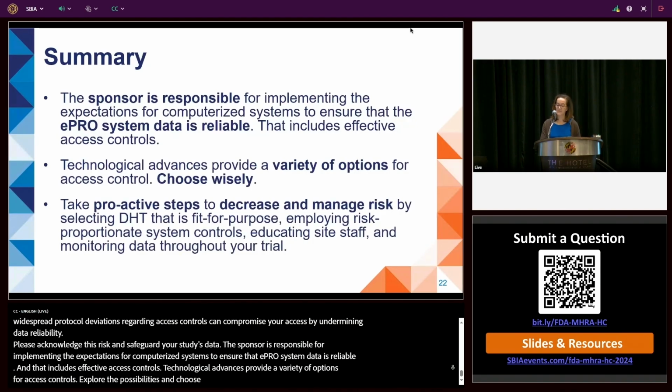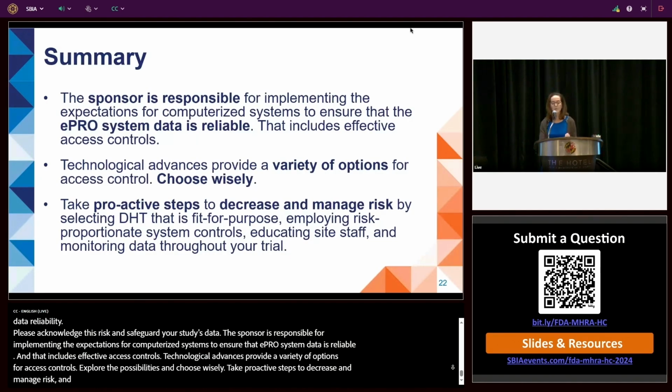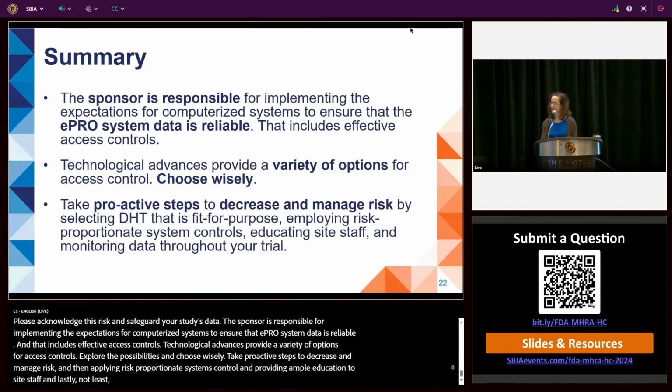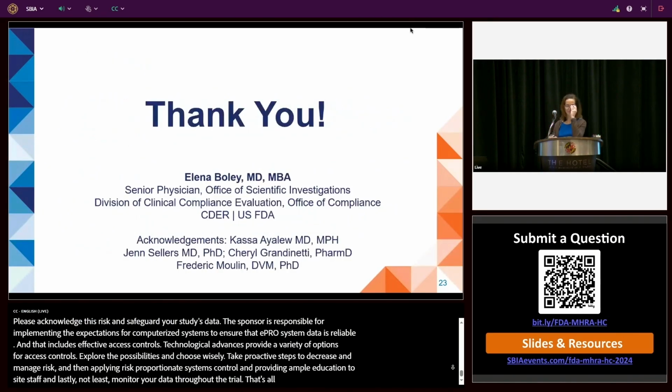Take proactive steps to decrease and manage risk, starting with selecting DHT that's fit for purpose, then employing risk proportionate system controls, and then providing ample education to site staff. And lastly, but certainly not least, monitor data throughout your trial. And that's all I have. Thanks so much.